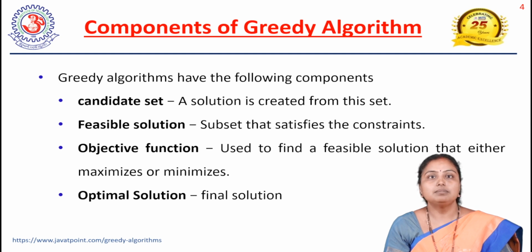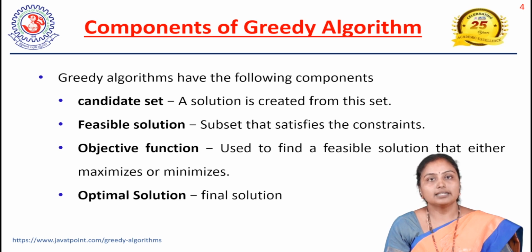What is feasible solution? Feasible solution is the subset which satisfies the constraints. Each problem will have some constraints. The constraints which is satisfied by the solution is called feasible solution. So what is our objective function? We already told some constraints. What are that constraints will be considered the objective function. What is the objective function means? This objective function is to create the feasible solution.